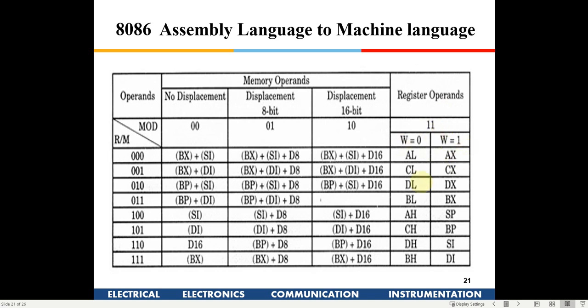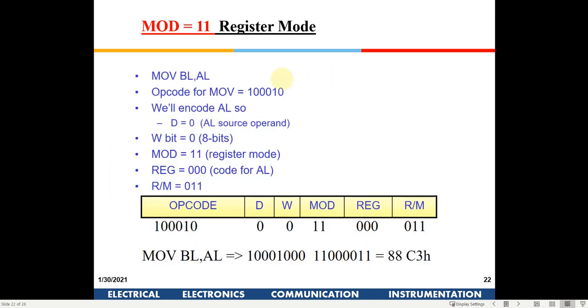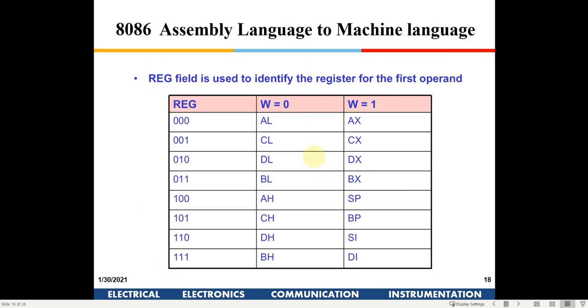Now the best way to understand these things is through examples. I have put 4 examples for each of the modes, which will clear all your doubts. The first instruction is move BL, AL. So now you have to go and refer: what is the code for move, register to register? So we go back to that PDF.